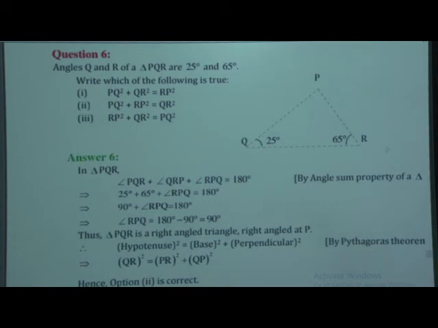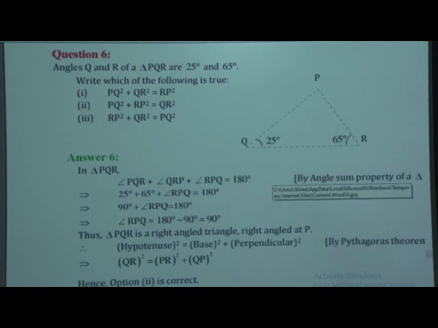Here the triangle is given to us, that is PQ square plus QR square is equal to PR square. PR, or RP, in this equation is the hypotenuse. So we will find out by substituting the values here in triangle PQR: angle PQR plus angle QRP plus angle RPQ is equal to 180 degree. It is nothing but the angle sum property.